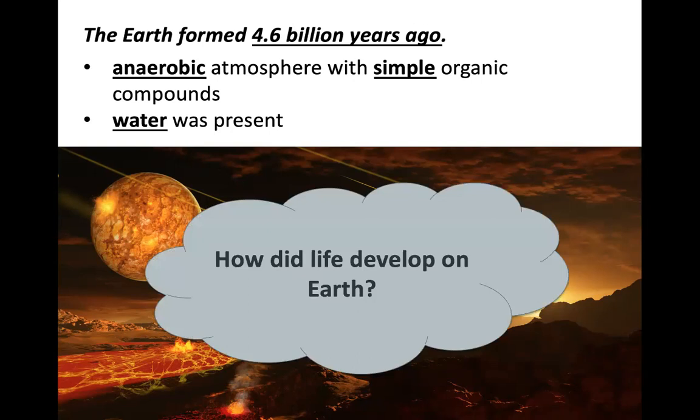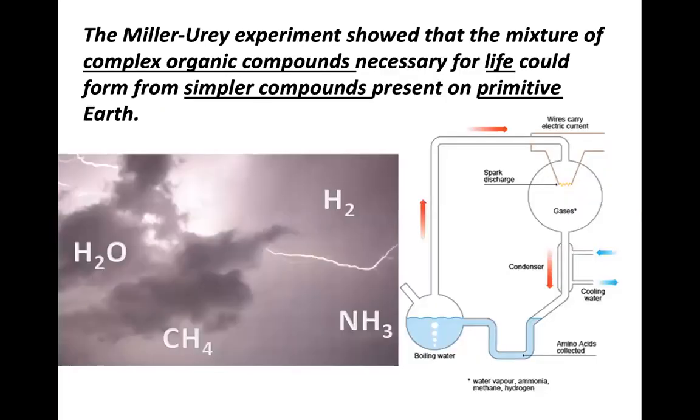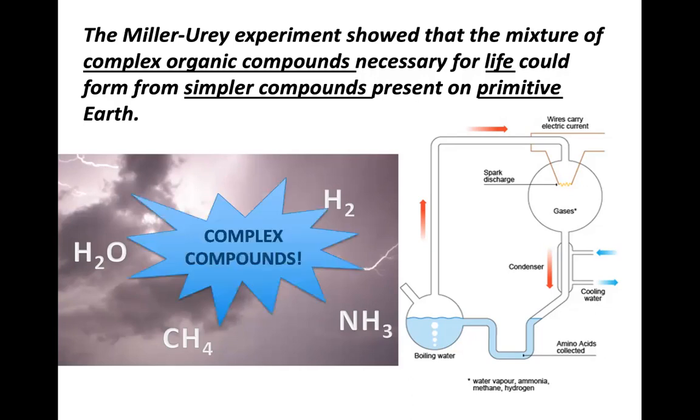So how did we continue to go on with this, and how did life actually develop on Earth? There is what is known as the Miller-Urey experiment. And this showed that the mixture of complex organic compounds was necessary for life, but it could form from simpler compounds. So up here, you see some examples of some compounds. You see things like ammonia, which is NH3, CH4, which is methane, H2O water, and H2, which is hydrogen.